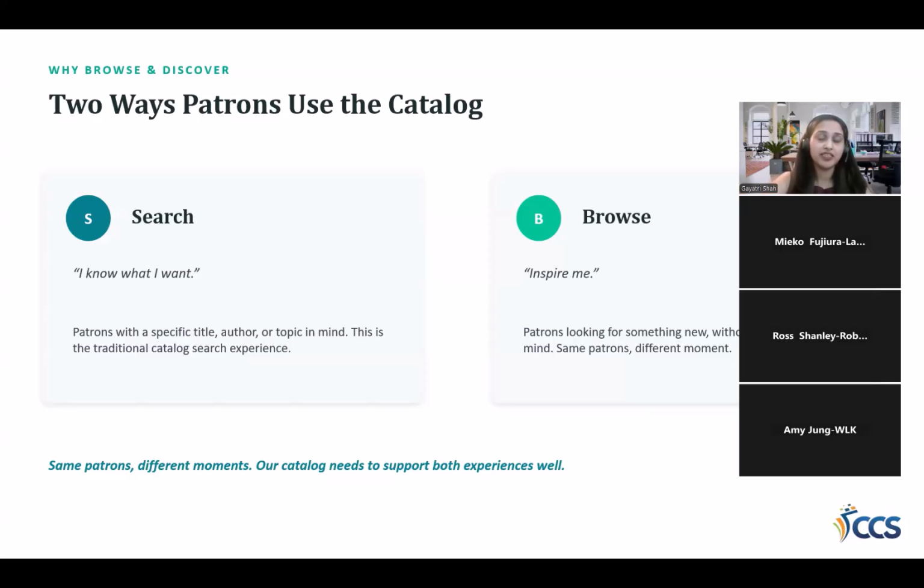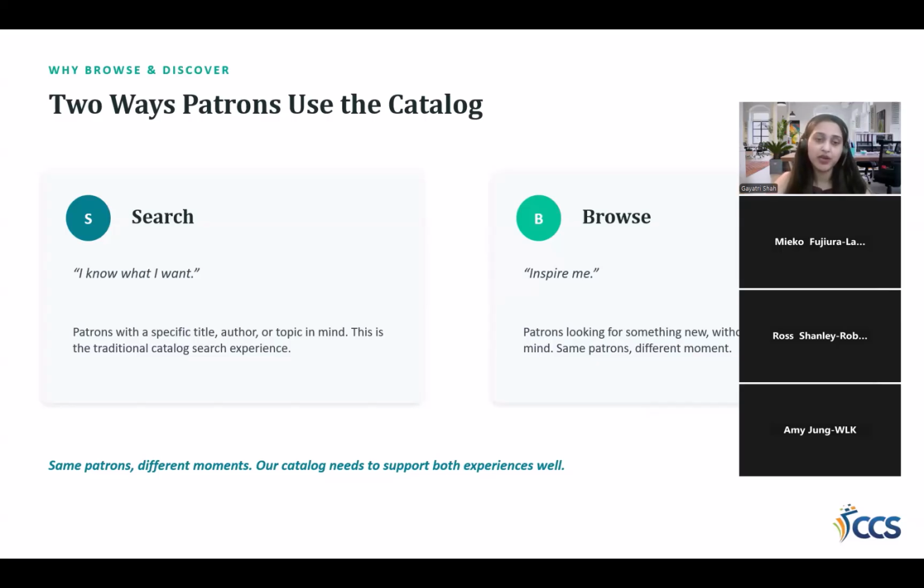And you can think about how you browse a book at a physical branch where you're walking the fiction aisle or scanning the new releases table. You can also think about scrolling a retail site without a specific product in mind, where you probably saw something on Instagram and now you're just poking around. So these aren't two different groups of patrons, but it's actually the same patron in different moments. So our catalog needs to support both of those experiences well.